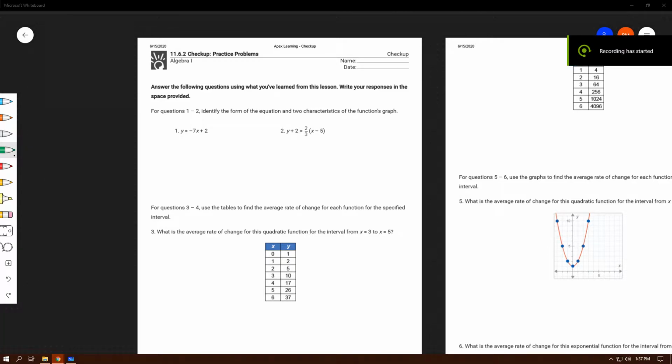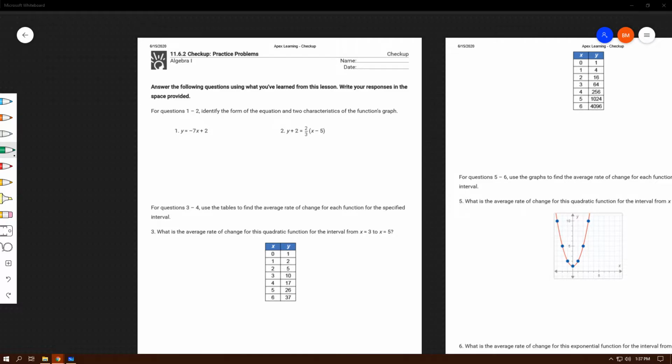All right, we're doing 11.6.3 linear, quadratic, and exponential functions, and let's get right on into it. Question 1, identify the form of the equation and two characteristics of the function's graph. If you don't recognize this form right away, that's okay. We just need to begin that process of recognizing it.